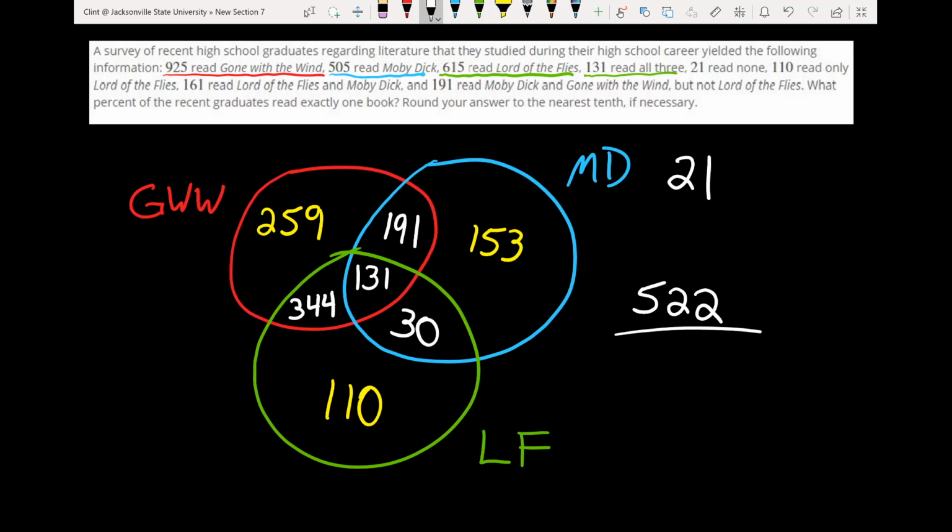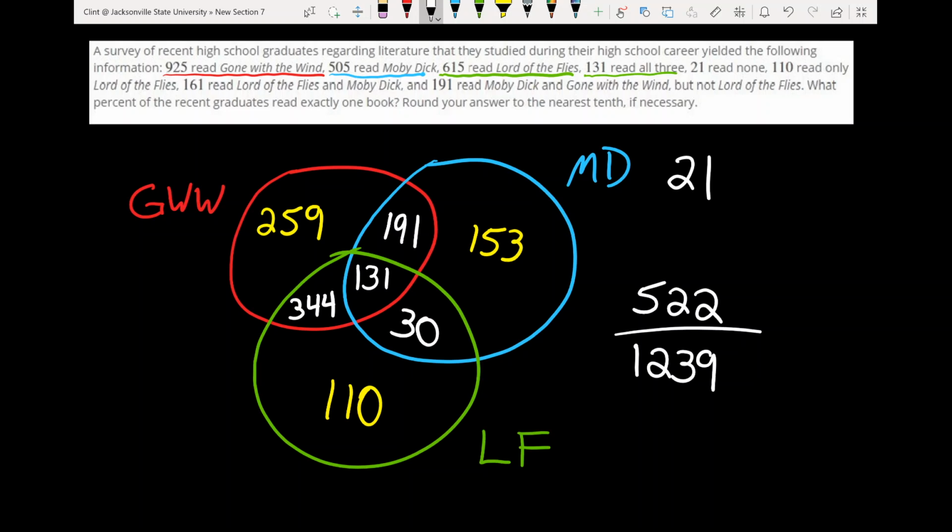Okay, so now we get to add a bunch of numbers together because we got to figure out our total here. So we got to add all the pieces together, everything in the circles and these 21 out here on the outside. We got to add all those together. So I'm just going to start with the 21 on the outside so I don't forget. And then I'm going to add all the other numbers in the circle. So 259 plus 191 plus 153 plus 344 plus 131 plus 30 plus 110. So our total should be 1,239.